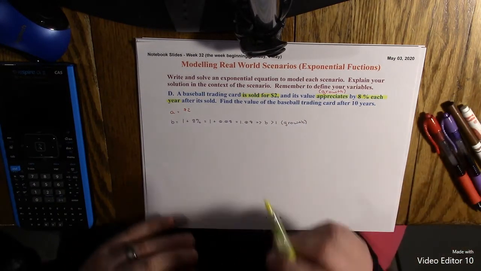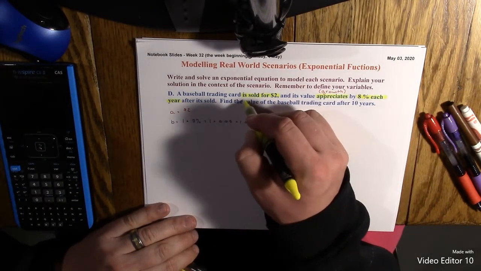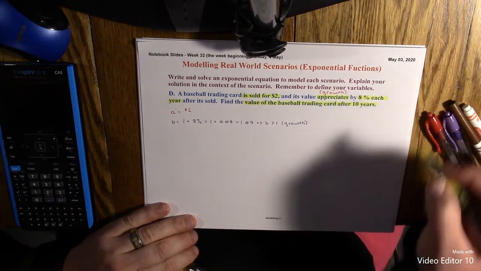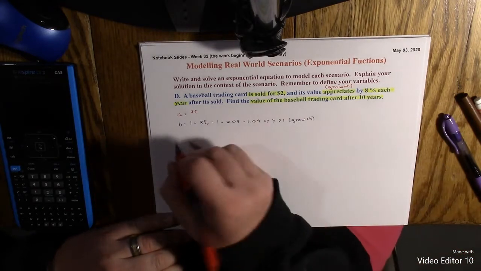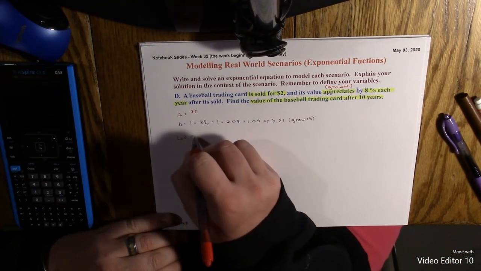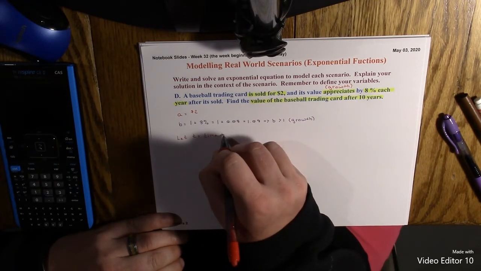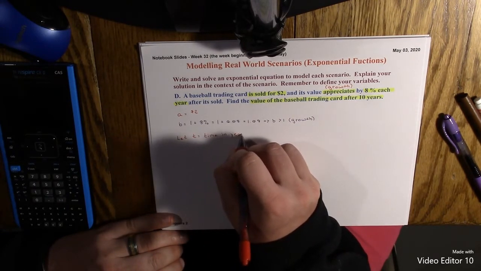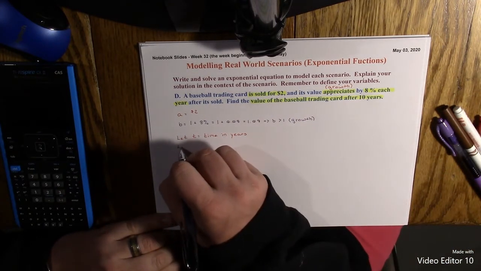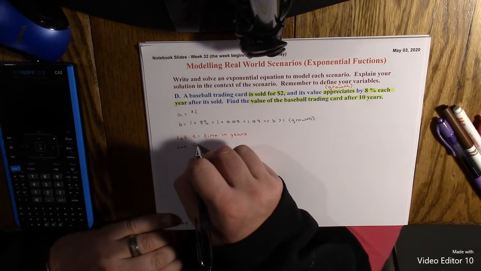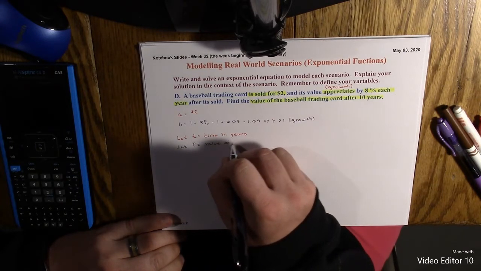Okay. We know we're talking about after each year. We want to know the value of the card after 10 years. So our variables, we can let t equal time. And I'm going to say in years, so we know what the unit is. And we'll let c equal the value of the baseball card.